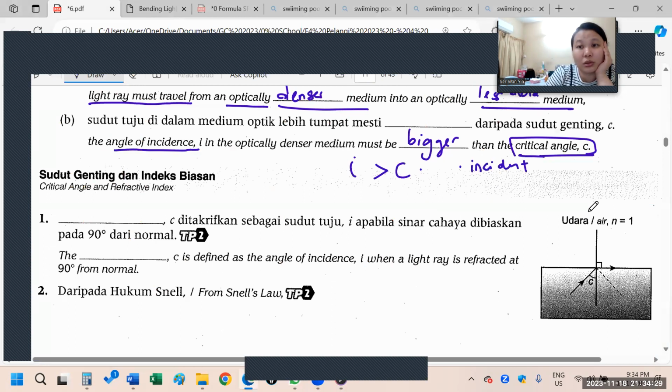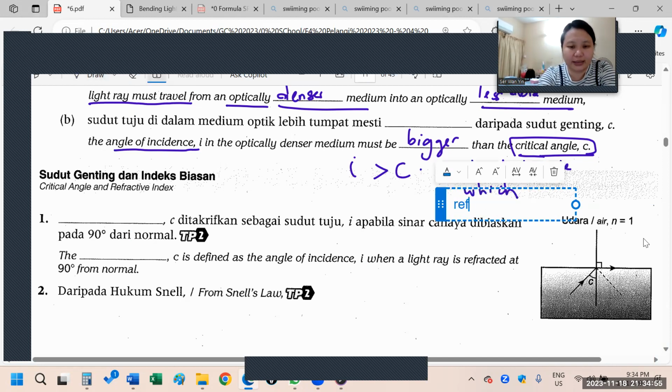This is a past year question, 2017. They ask what is critical angle. Critical angle is an incident angle which refracts the light at 90 degrees. Critical angle is the incident angle where the light refracts at 90 degrees.